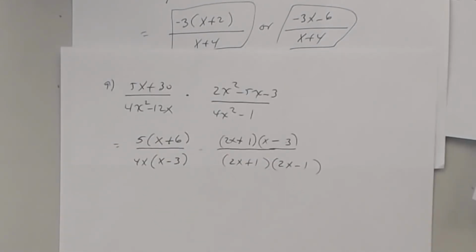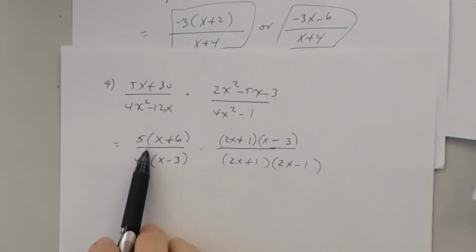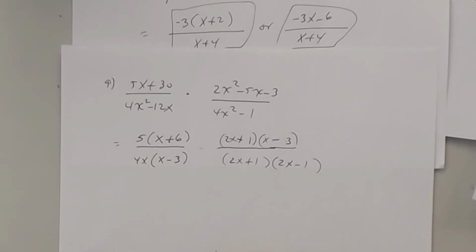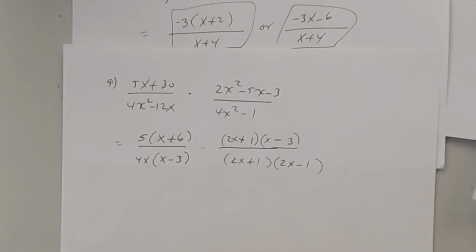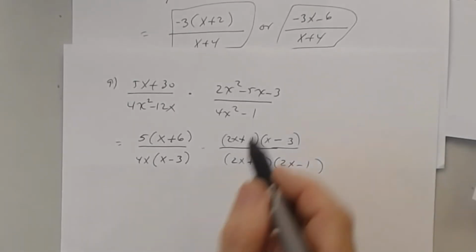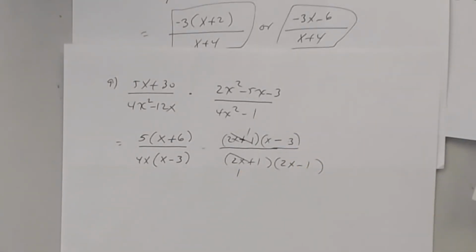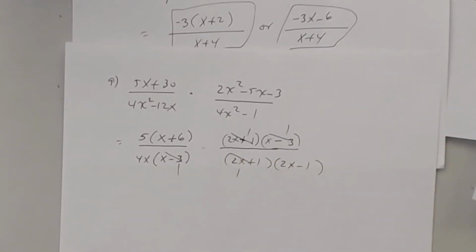All right, now we reduce. My first factor is a 5. Will that 5 reduce to anything in the denominator? No. My next factor is x plus 6. Will x plus 6 reduce with any factor in the denominator? My next factor is 2x plus 1. Will 2x plus 1 reduce with a factor in the denominator? Yes. Right here. Put 1s in their place. Your next factor is x minus 3. Will x minus 3 reduce with a factor in the denominator? Yes. 1s in their place. So I've dealt with every factor in my numerator.